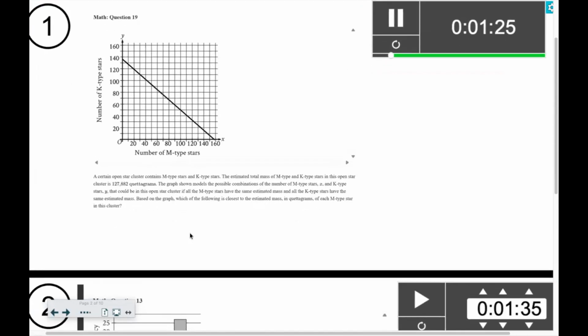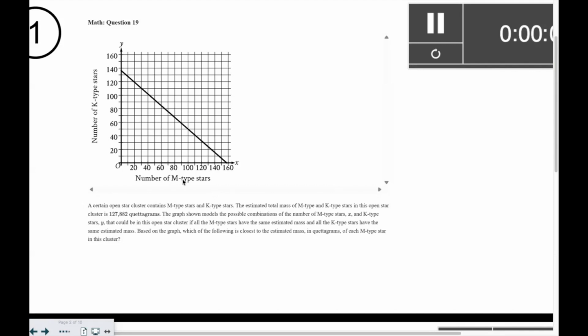This one I think was supposed to be multiple choice, but it doesn't have the answers, but we'll just solve it as if it's open-ended. Okay, so we could go over this one. This one is a little bit challenging. It doesn't have a lot of work to do, but it's kind of hard to know what to do.